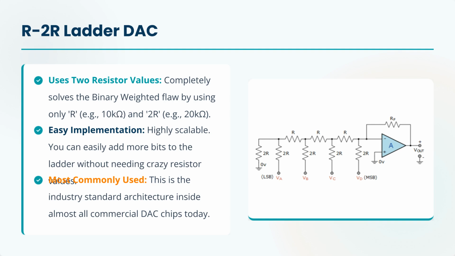The R2R ladder DAC solves the binary weighted flaw by only using two resistor values, R and 2R. This architecture is highly scalable and is the current industry standard found in most commercial DAC chips.